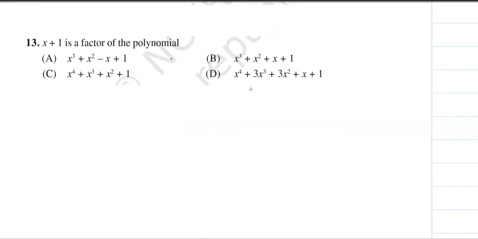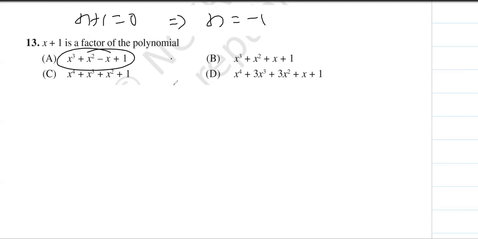In question number 13, we have to check x plus 1 is a factor of which of these polynomials. So the first thing that we have to do is to equate x plus 1 with 0. That means we can say that x is equal to -1. So -1 is the 0 of the divisor. Now in every polynomial, we are going to replace x with -1. The case in which we get 0 as the answer should be called the 0 of the polynomial.